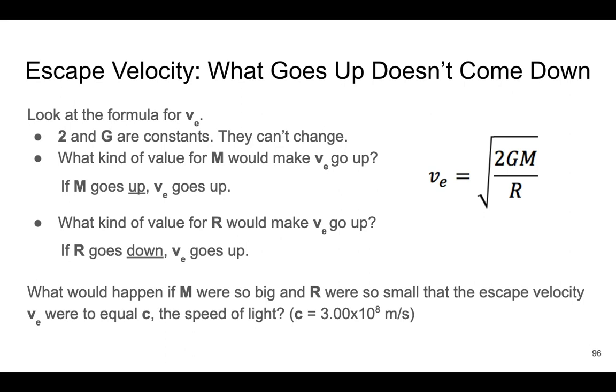So what would happen if we had so much mass and so small a radius that the escape velocity from that radius was equal to c? And in physics and in astronomy, we use c to represent the speed of light. So what would happen if you had so much mass in such a small radius that the escape velocity from that radius was the speed of light?